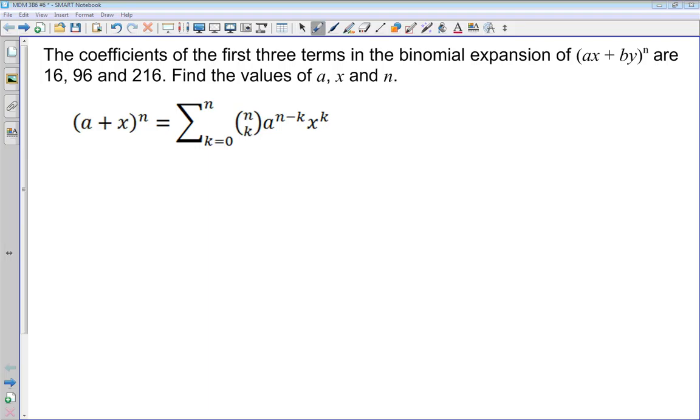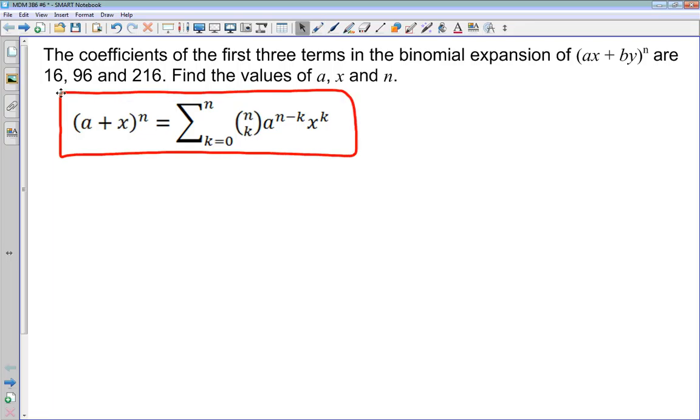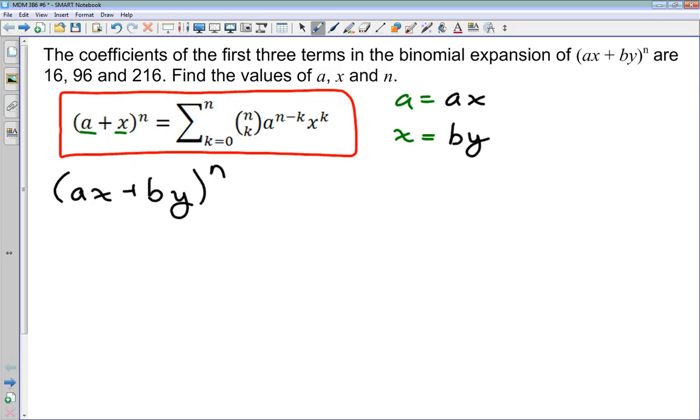What we're going to do is use our standard formula for the binomial expansion. The thing that we want to expand is this thing that they give us, (ax + by)^n. When we're doing a binomial expansion, the first thing that we probably want to do is identify what in the thing that we want to expand corresponds to the a and the x in our formula. So the a and the x in the binomial formula correspond to ax and by in this thing that we are trying to expand.